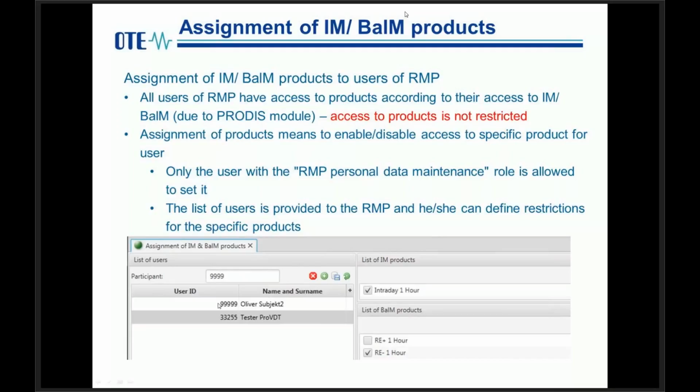In our instance, we will see that this test participant disposes of two individuals defined. One has got the access to the intraday market, and for balancing market they only have access to the negative regulation energy 1 hour product. So there is a restriction for this individual, and they cannot trade on the balancing market with products with positive regulation energy.